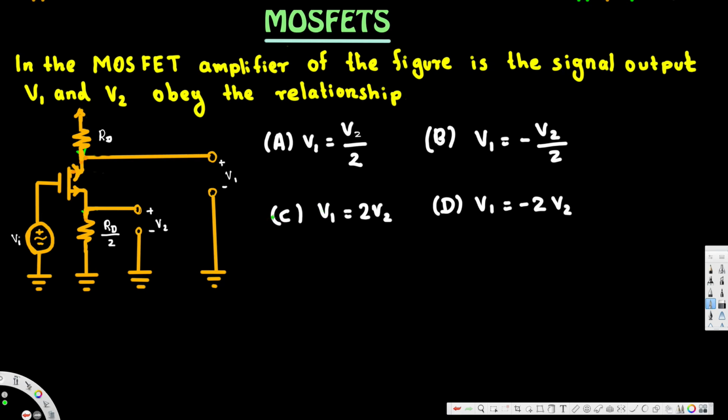Let's look at this problem right here. This question is asking, in the MOSFET amplifier of the figure, do the signal outputs V1 and V2 obey the relationship of what? Here we have four different relationships. We are going to find out the relationship in terms of AC.